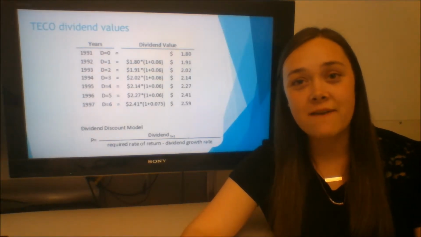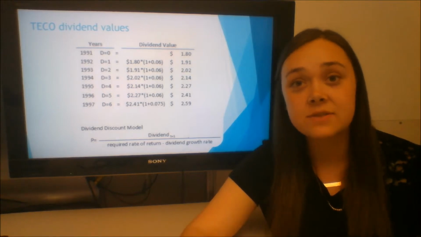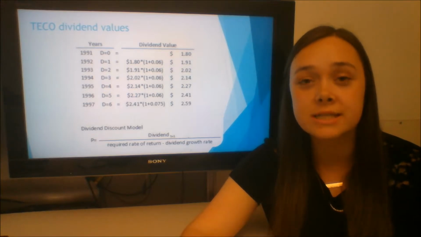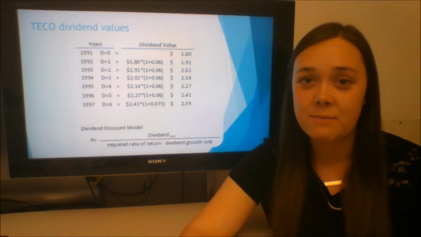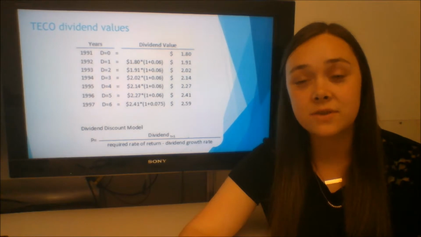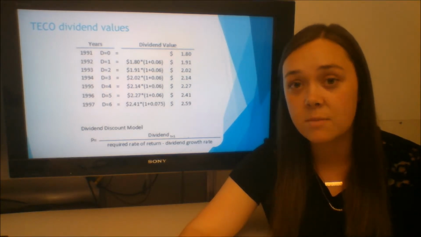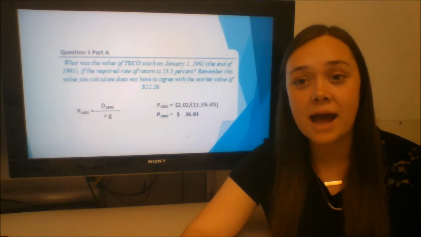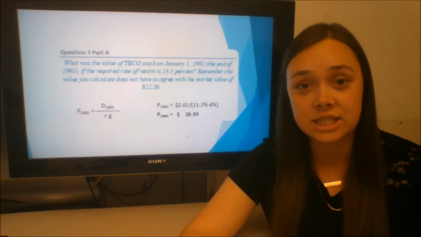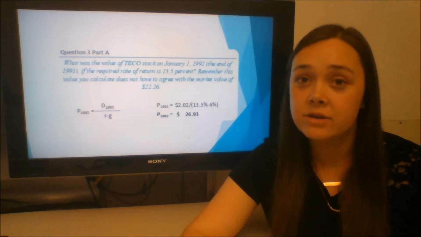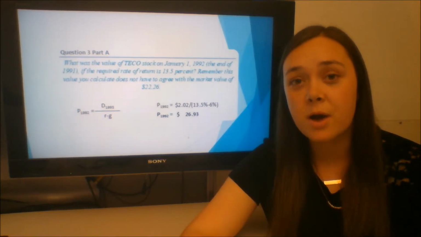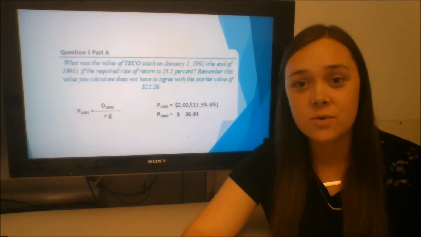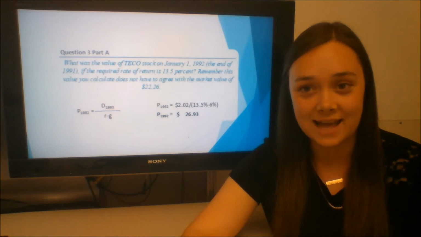To begin question 3, I first started by creating a table with the dividend values for the Teco stock. I used a 6% growth rate for the first 5 years and a 7.5% growth rate for all years after that, as specified by the problem. Furthermore, in the next few sections, you will see that I used the dividend discount model to find the price of the stock. With this in mind, for question 3, Part A, we were asked to find the price for the beginning of 1992 based on the fact that there was a required rate of return of 13.5% and the market value of the stock was $22.26. With all this information, I found the value of the stock to be at $26.93.